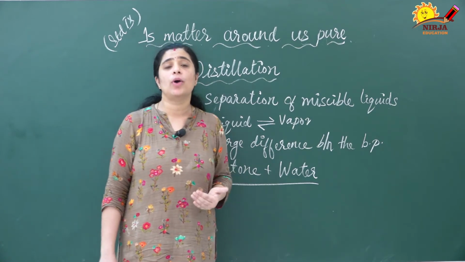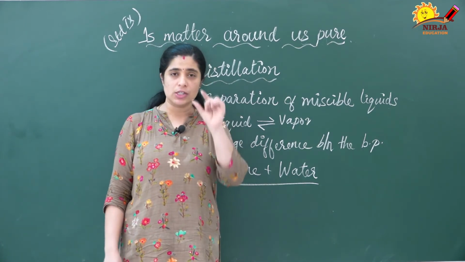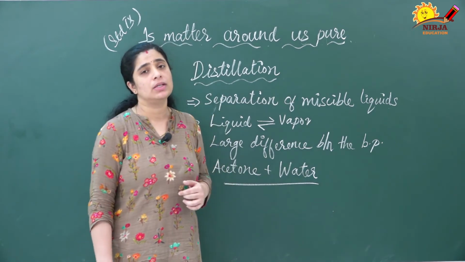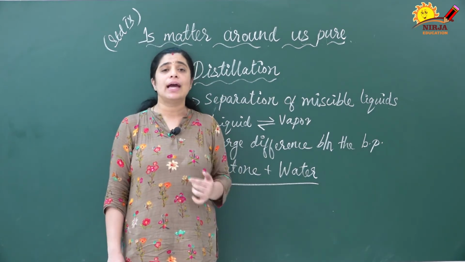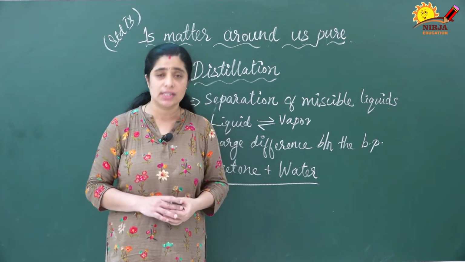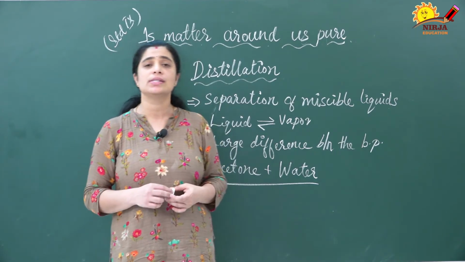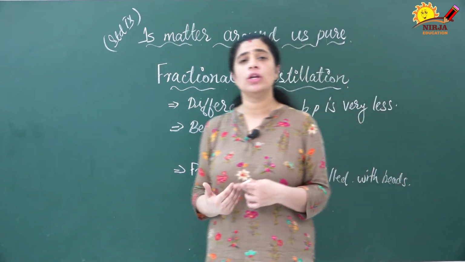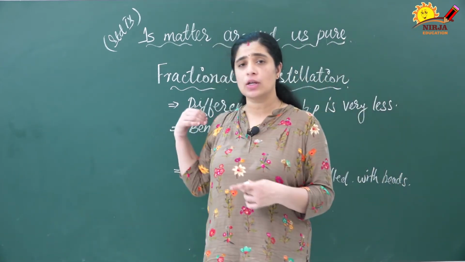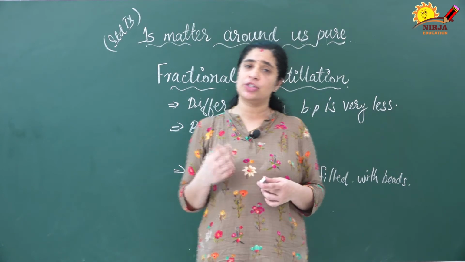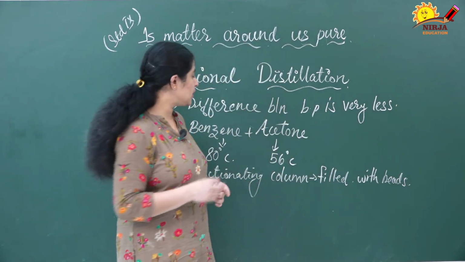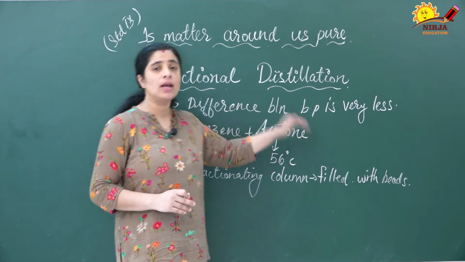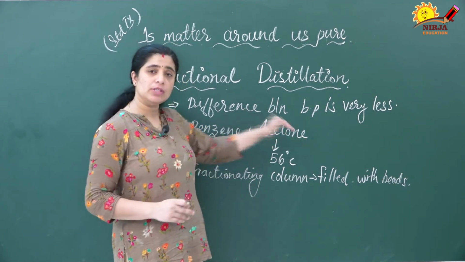Suppose the boiling point difference is not large, there is only a small difference between the boiling points, then how can you separate these miscible liquids? For that we are using fractional distillation, that we are going to discuss next. I already told you that when the difference between the boiling points is very small, then we use this fractional distillation method. For that I am going to take one example, a mixture of two liquids, that is benzene and acetone. These two are miscible liquids.